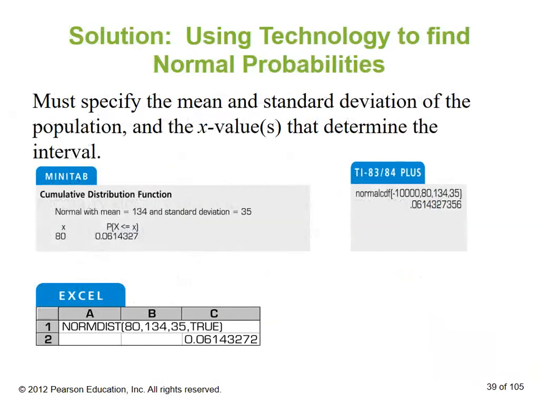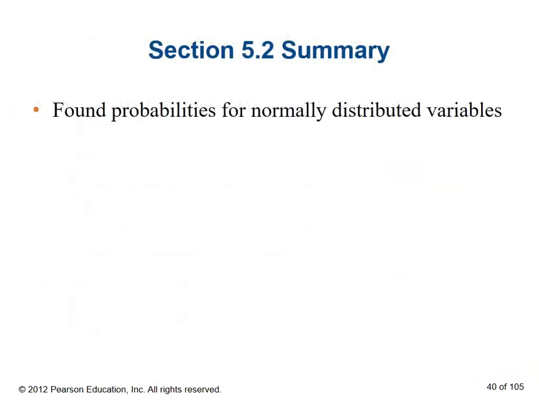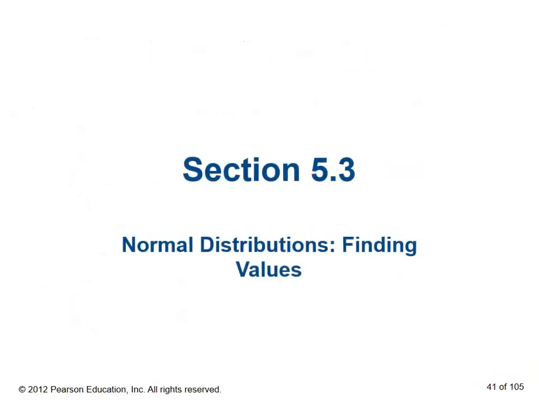0.0614. Now, that would mean when you put this in your calculator, if you went to normal CDF, you could put in something like negative 10,000 or negative 100,000 or negative 1 million for your lower boundary, because we're out in the tail. You're going to put in 80 for the upper boundary. Here's your mean, here's your standard deviation. And so you should get 0.0614. How are we doing? Okay, we're going to keep practicing. Hopefully we'll get this all worked out before you guys leave.